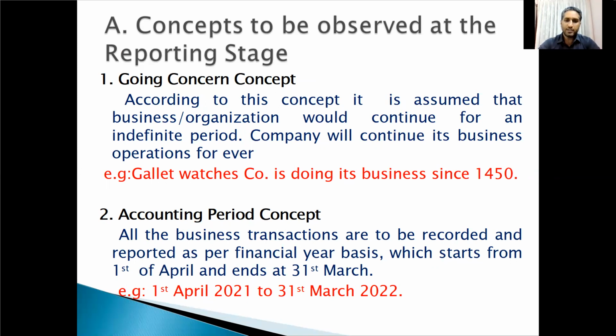Second one is the accounting period concept. It means that we have to record the transaction for a certain period, which starts from the 1st April and ends at the 31st March. Right now, 1st April 2021 to 31st March 2022 is the particular accounting or financial year for this period. And it is further divided into two parts, first half and second half, and 4 quarters, Q1, Q2, Q3, and Q4.